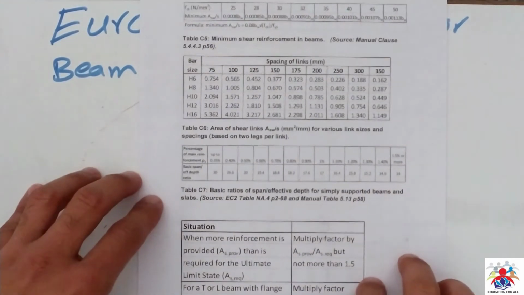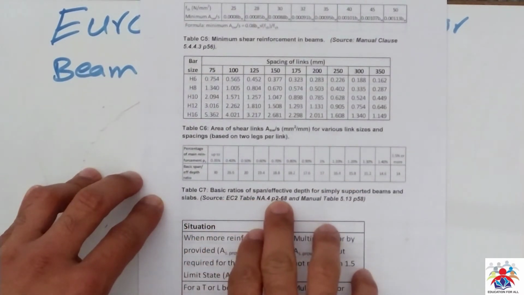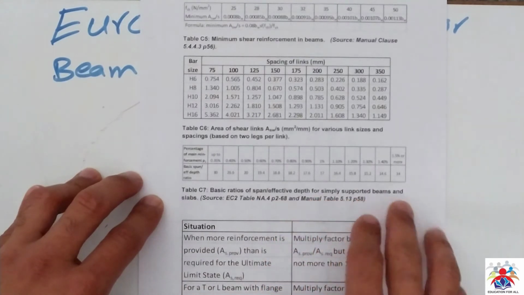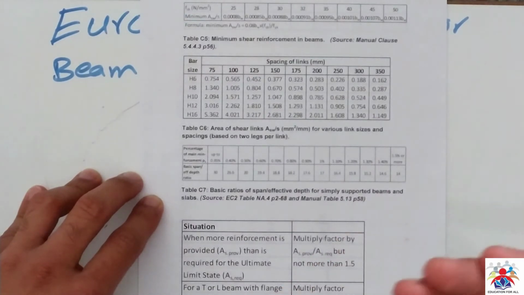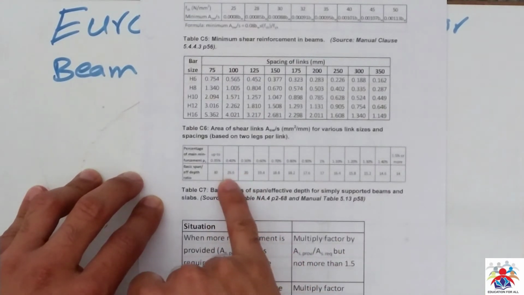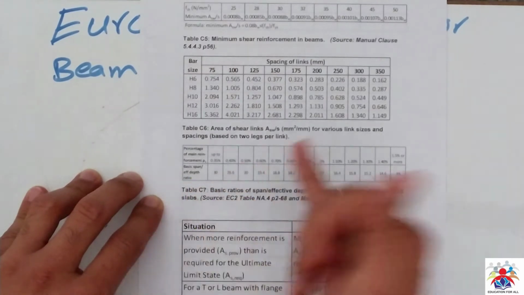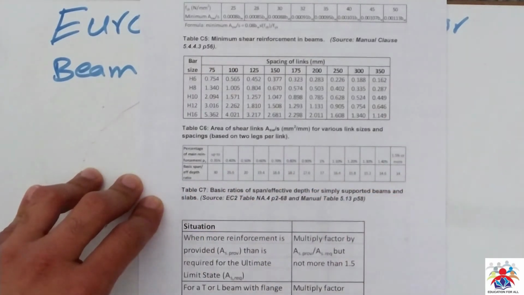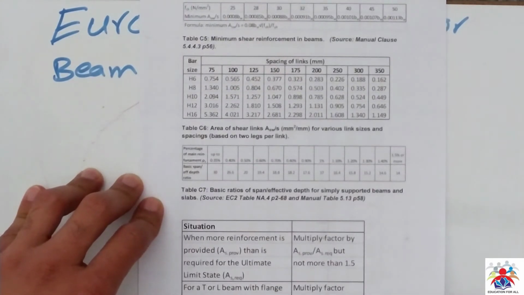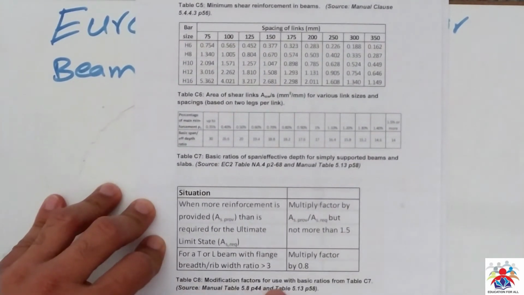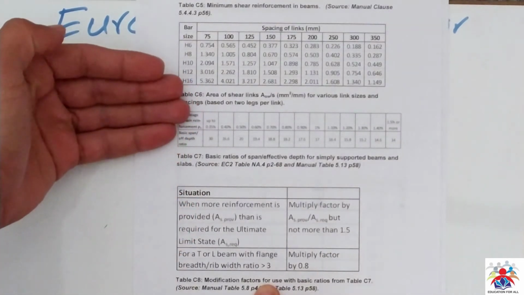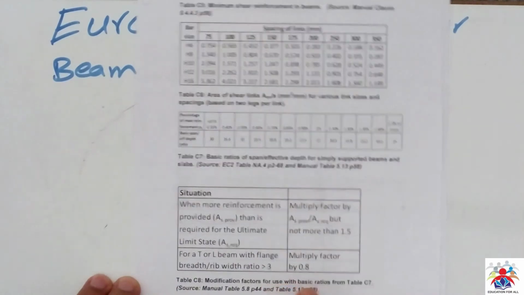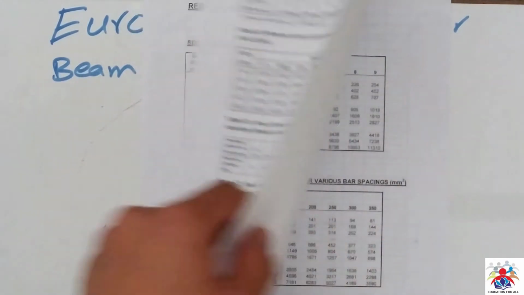Now the next one, basic ratio of span to effective depth for simply supported beam. So this is the basic span and effective depth ratio. If your span and effective depth ratio is 40, then you will have to use 26.6, for example, as the basic span effective depth ratio. We are going to use this table in our further videos while designing our beam. Now the C8 table is the modification factor for use with the basic ratio from table C7. It says this table is related to C7. We will also use this table in our further videos.